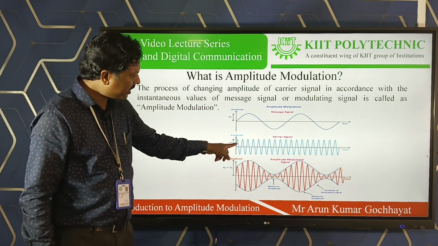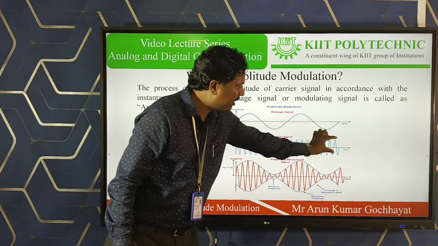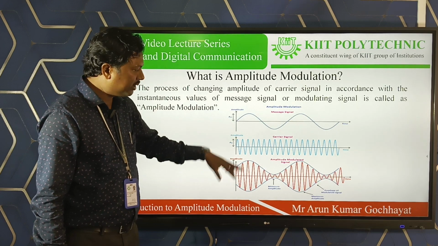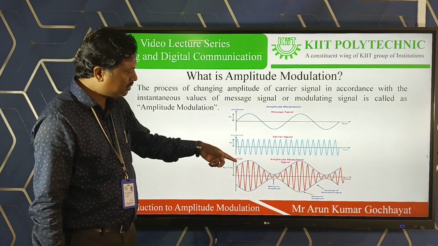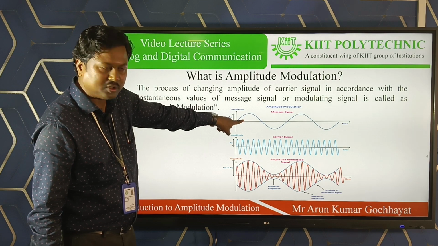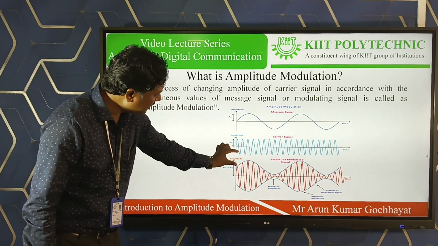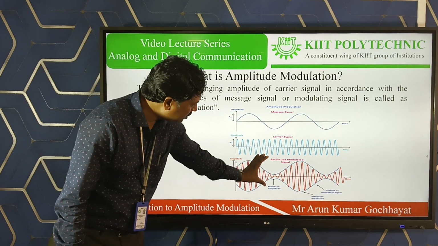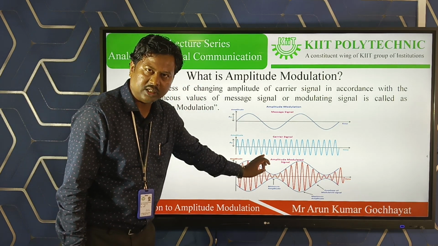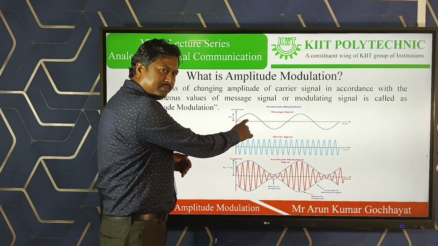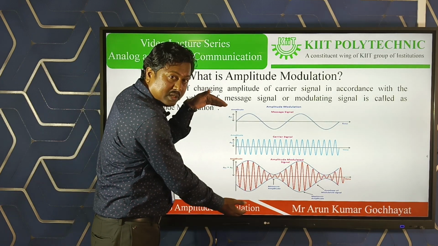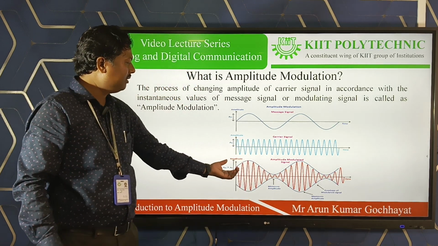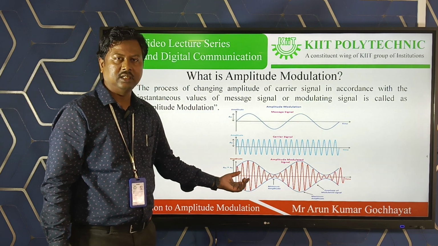So here what happened? The unmodulated amplitude level of the carrier is made to vary, that is, it will increase or decrease as per the requirement. If you closely look over here, during the positive half of the message signal, the amplitude of the carrier is increasing on both sides, and during the negative half of the message signal, the amplitude of the carrier is decreasing on both sides. So for a positive value of message, amplitude is expanding, and for a negative value, amplitude is compressing. In this way we are getting the amplitude modulated signal.